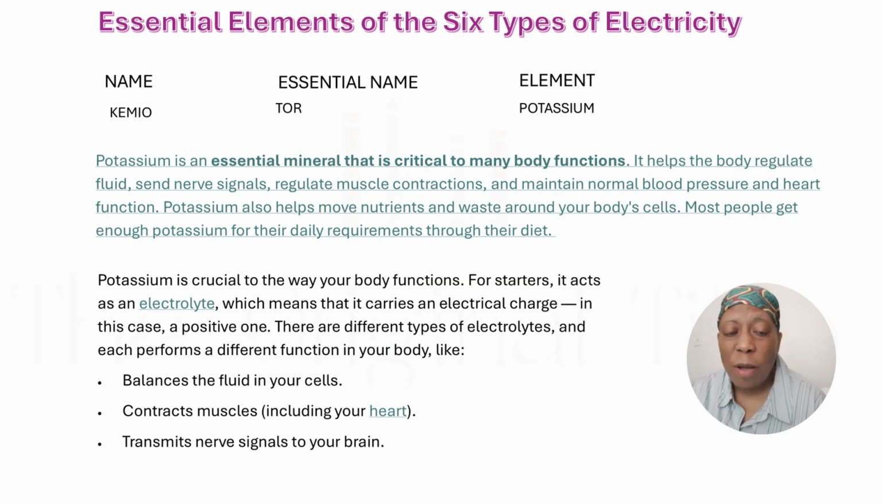And because we talk so much about chemio and all of the different functions that it has with some of our major organs, we need to know also that its essence name is Tor, and its element is potassium. We've heard a lot about potassium, how critical it is to our body functions, and it is. Potassium deals with the balancing of the fluid in our cells. It has to do with our muscle contractions, our heart, transmitting nerve signals to our brain. So there's nothing that these elements do that is not important. They're all important. But we want to get an idea of how it works with cosmic electricity in our bodies.